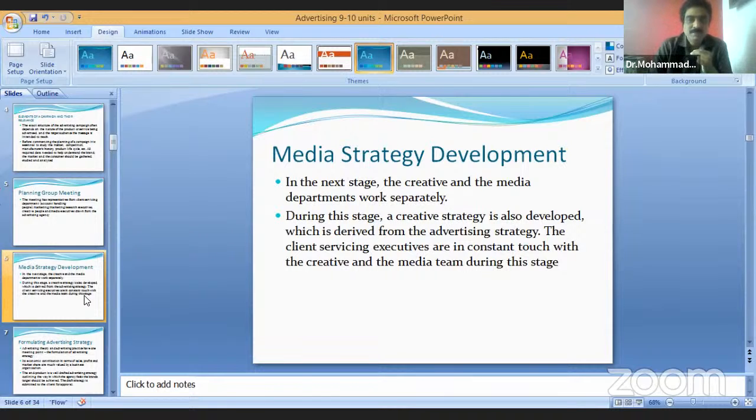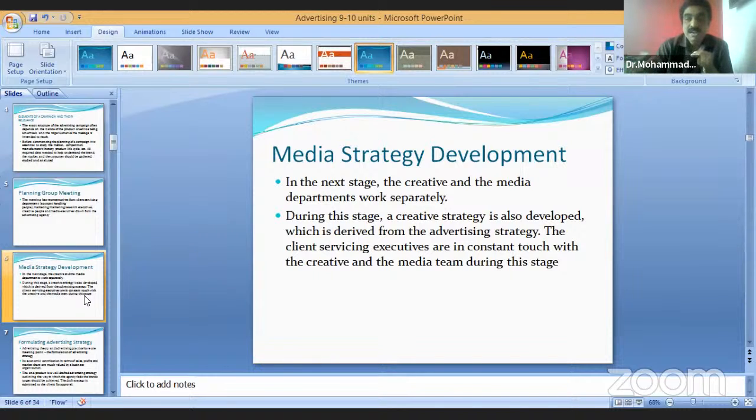The creative and media departments work separately. The creative department develops the messages, and the media department works separately, concentrating more on ratings as well as circulation lists. Which print media, which magazine, which newspaper has more potential target audience, target consumers, where we can put our message and deliver our message.